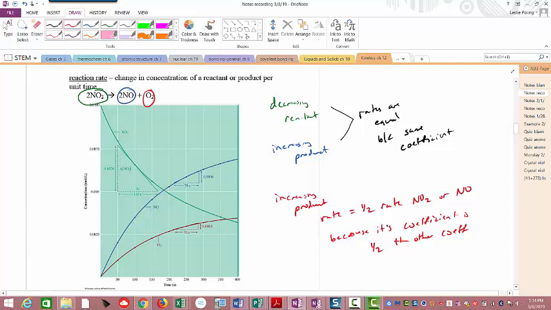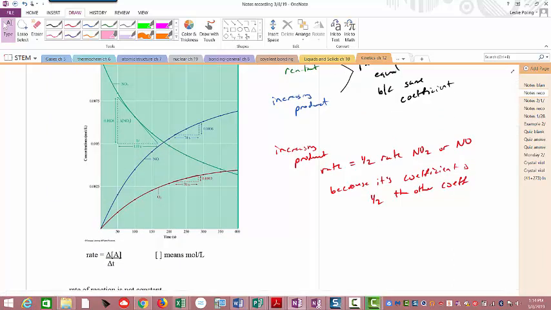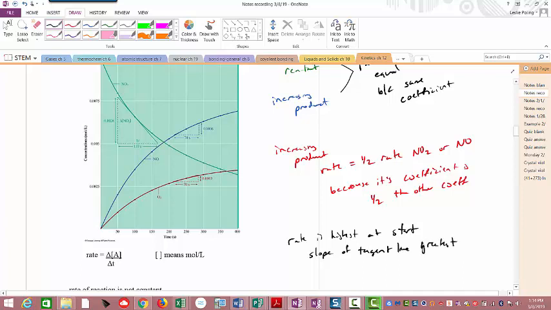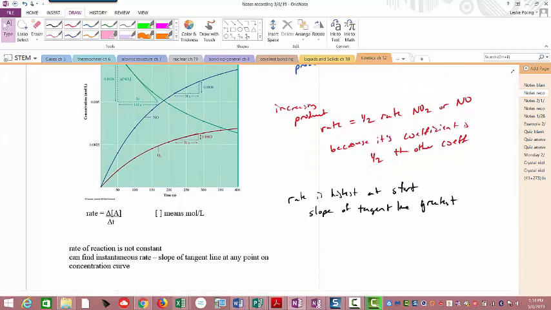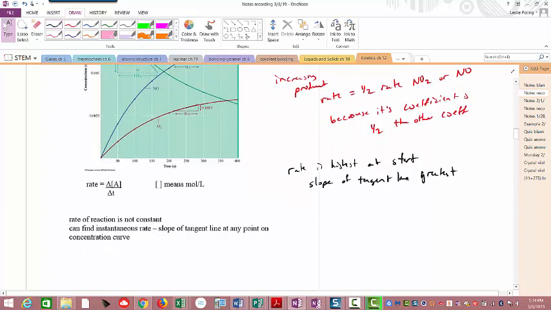Now, if you look on the graph, you can tell that the rate is not constant, but it's changing. The rate is highest at the start of the reaction. In other words, the slope of a tangent line would be greatest. And the slope of the tangent line at any point is the instantaneous rate.